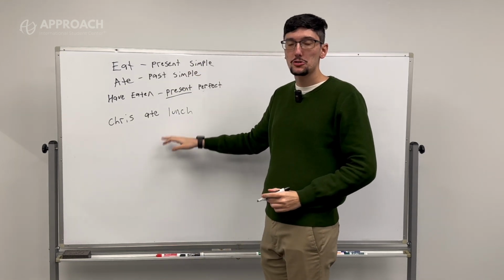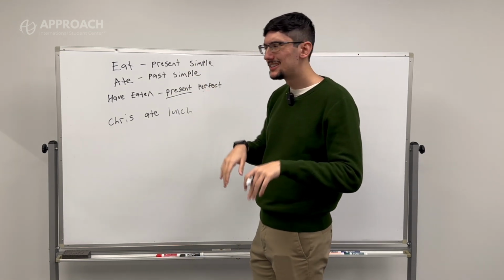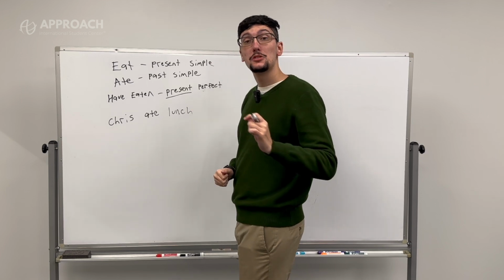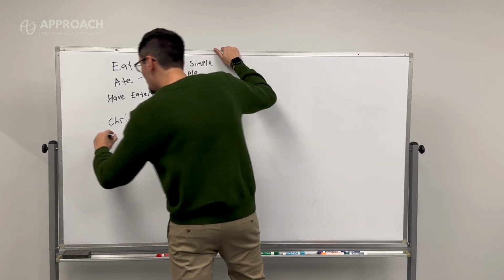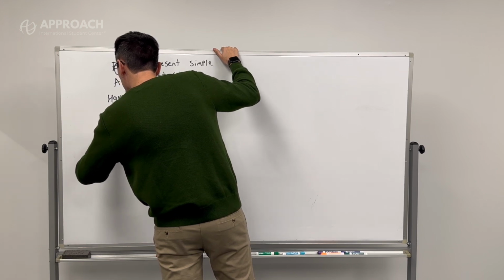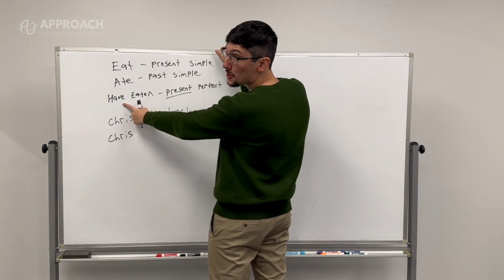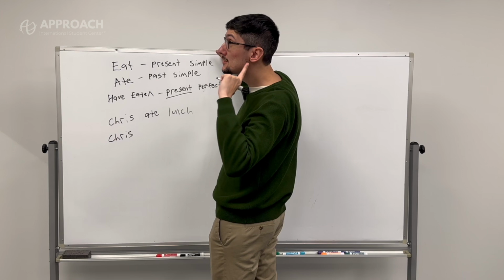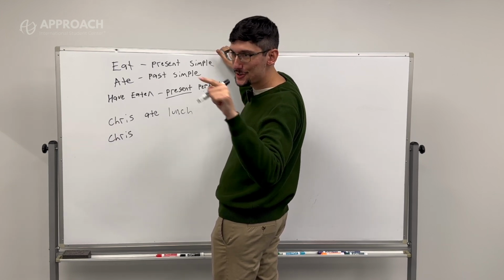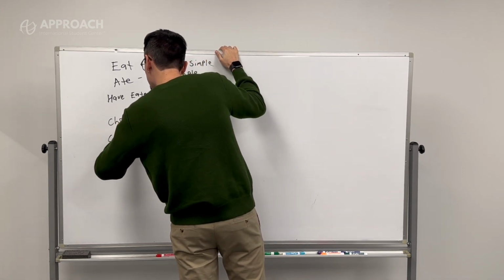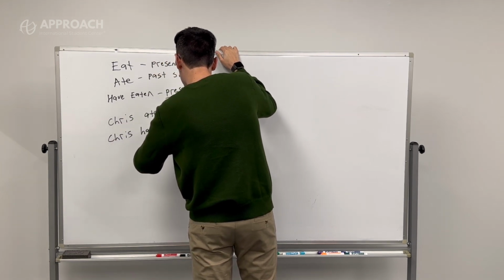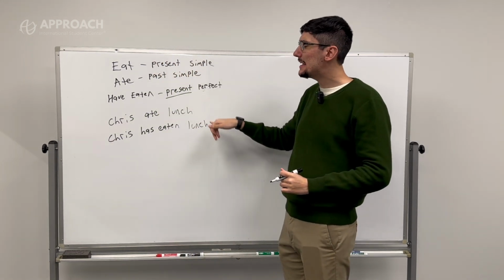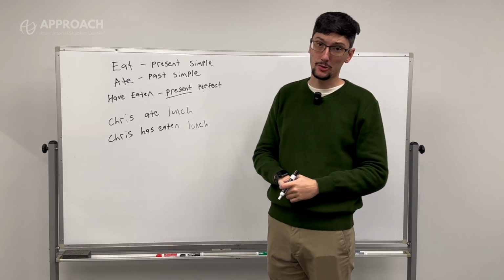Chris ate lunch. Past simple, done. If I were to use the present perfect, how would I do that? Very simple. Chris, third person form of have is, very good, has eaten lunch. Chris ate lunch, Chris has eaten lunch.